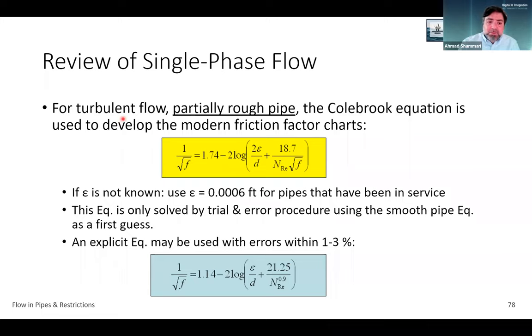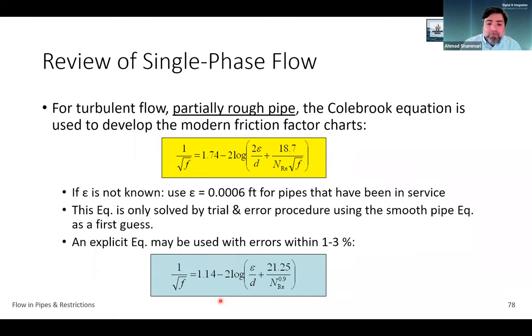Now, for turbulent flow and partially rough pipe, the Colebrook equation is used to develop the modern friction factor charts. As you can see, this equation has the friction factor on the left side and on the right side, and the only way to solve this is by iteration, so trial and error. I can plug in Reynolds number here, and then I can directly get the friction factor by solving this equation. Remember, this is what we mostly use for turbulent flow and partially rough pipe, which is the application for the oil and gas industry. Remember, this is for single phase.